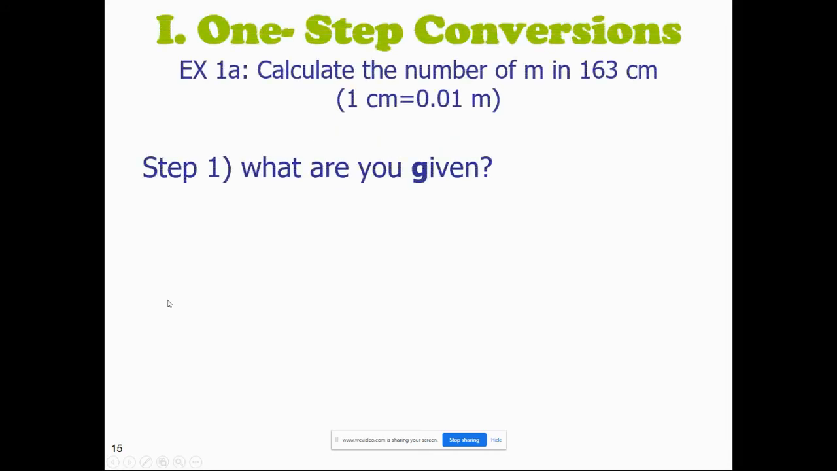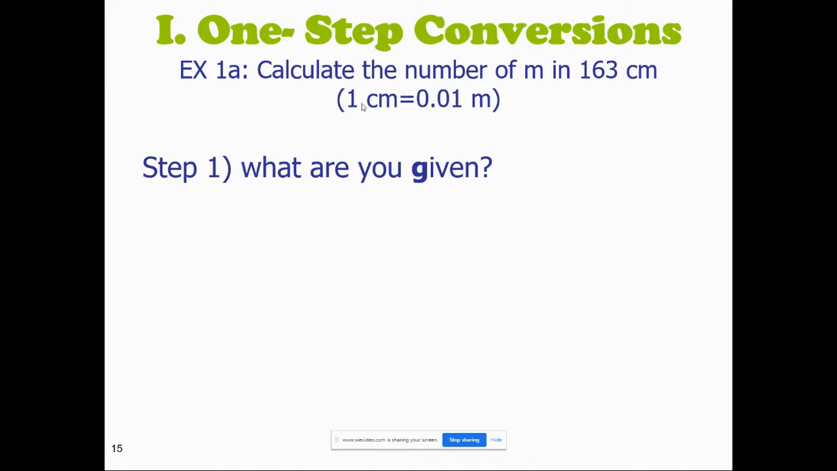So let's start with calculating the number of meters in 163 centimeters. We know from the previous unit that 1 centimeter is equal to 0.01 meters. Centi means 1 times 10 to the minus 2, which is the same as this number. It's a prefix. So if we replace the prefix with its meaning, you get 1 centimeter is equal to 0.01 meters. So look at this. This is an equal sign. And remember, when you have things in an equal sign, you can make an equivalent statement. You can make a fraction out of it. We're going to do that in a second.